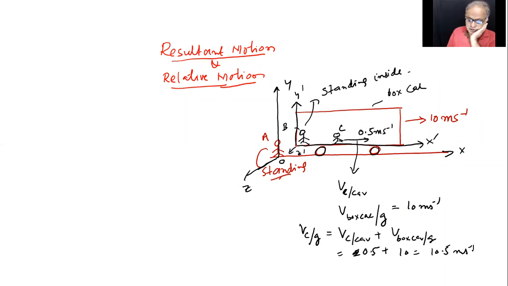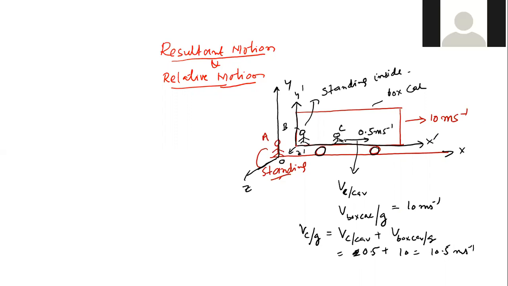Now, here this 10 meters per second and 0.5 meters per second are in the same direction, right? So we say that C is moving with 10.5 forward. Why? The car moves forward, and within the car C moves forward. Do you follow that?